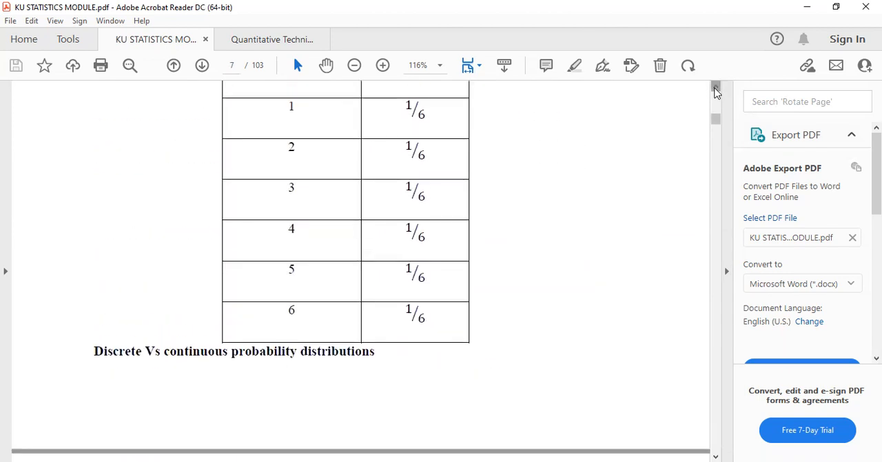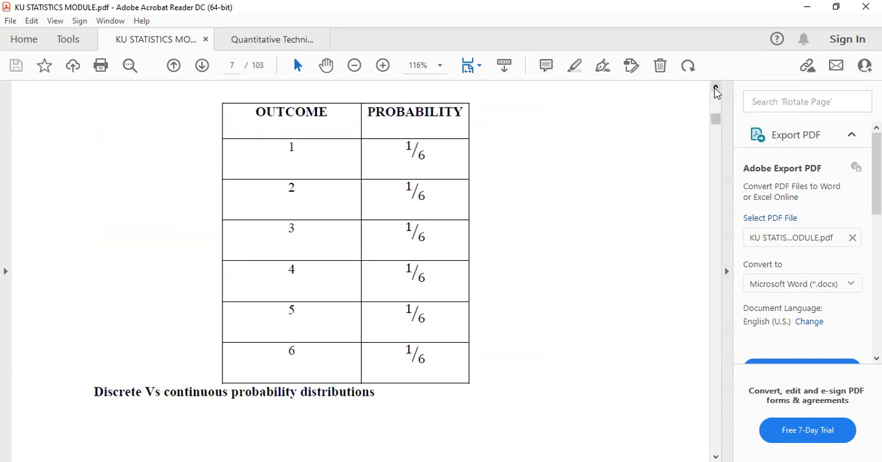Tossing a die. This is the outcome. So our expected value will be 1 multiplied by 1/6 plus 2 multiplied by 1/6 plus 3 multiplied by 1/6 plus 4 multiplied by 1/6 plus 5 multiplied by 1/6 plus 6 multiplied by 1/6. That is the expected value. I go on.